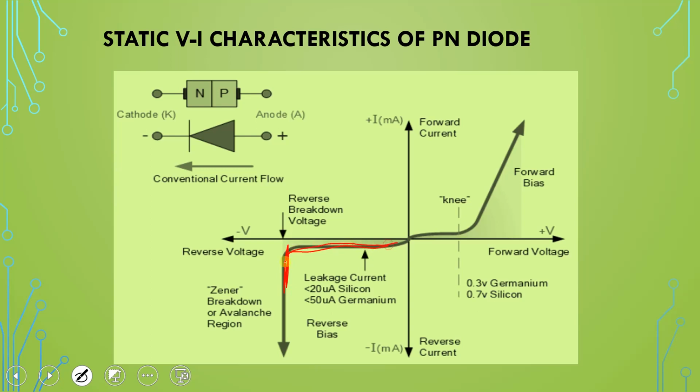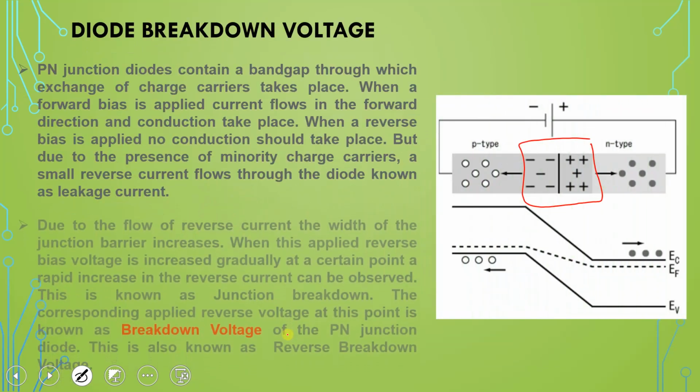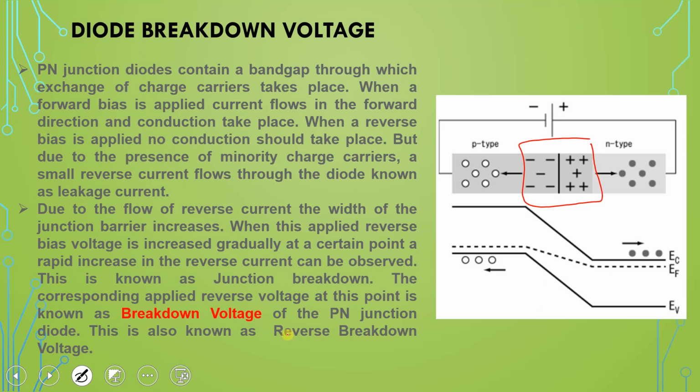So this is called reverse breakdown voltage, where the current value increases. This is the leakage current, and after this breakdown point, the current starts flowing rapidly. The corresponding applied reverse voltage at this point is known as breakdown voltage. The point where a large amount of current is flowing in the reverse direction, that voltage is known as breakdown voltage. This is also called reverse breakdown voltage.